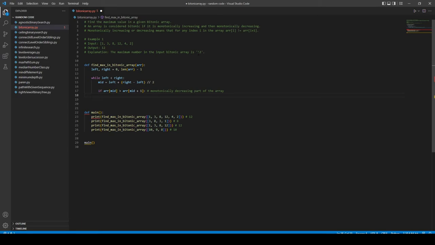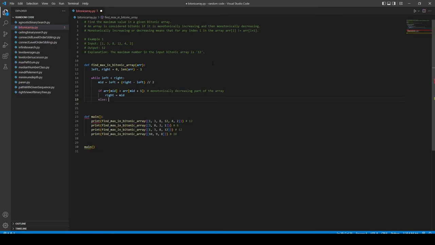Since we don't know what part of the monotonically decreasing part we're in, we just want to move to the left, and whenever we're in the monotonically increasing part, we want to move to the right, and eventually we'll converge onto the maximum number in the array. So here we want right equal to mid, because even though this number is greater than the number to the right, it's possible that the number we're currently looking at is the largest number in the array. We can't do mid minus 1.